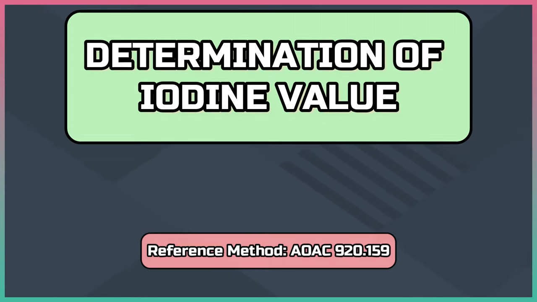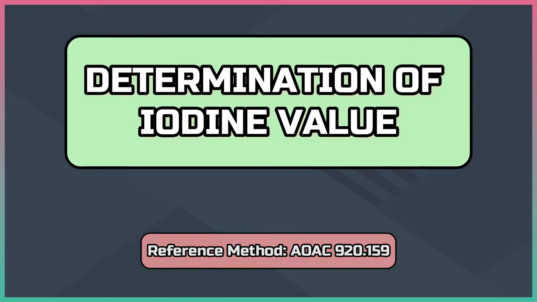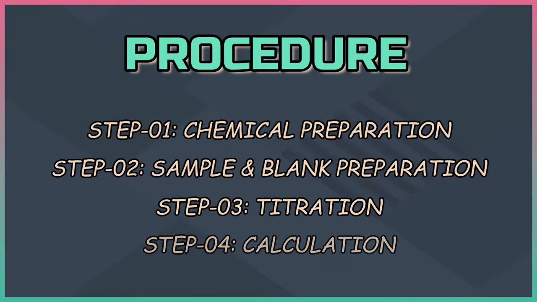In this video, we are going to test an oil sample for the determination of iodine value. The test involves four steps: chemical preparation, sample and blank preparation, titration, and calculation.